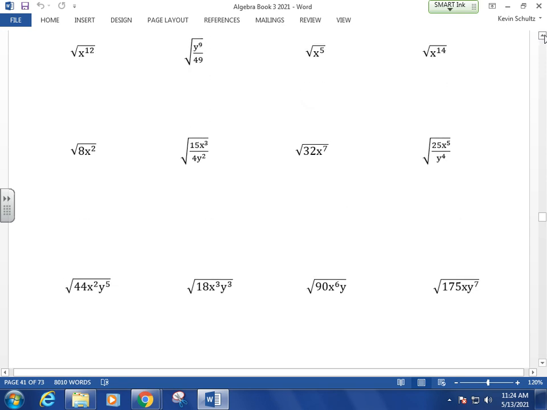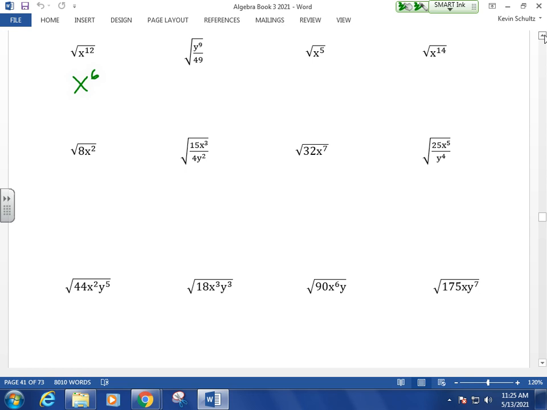Root of x to the 12th. What do we get? X to the 6th. That even power makes it really, really nice. Just divide by 2. And again, the reason why that works is because how many x squareds make x to the 12th? 6 of them. Each one of those root of x squareds is just an x. So if we have 6 root x squareds, we have 6 x's, x to the 6th. The shortcut: just divide the power by 2.